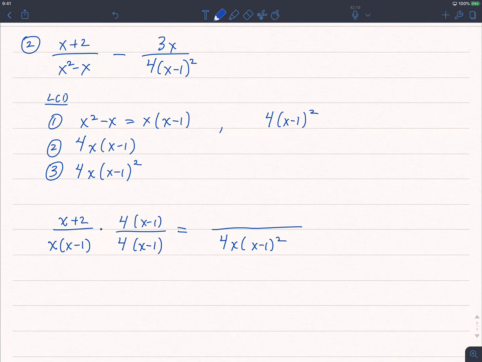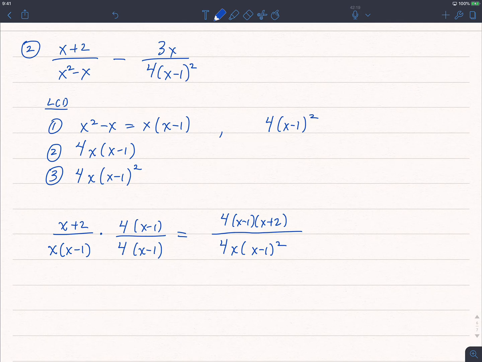And in the numerator, we are multiplying these two fractions. So we have 4 times x minus 1 times x plus 2. And because we're going to combine it with the other numerator, let's go ahead and simplify this. So this is 4 times x squared. Now we're foiling the last two binomials here. So we have x squared plus 2x minus x minus 2.